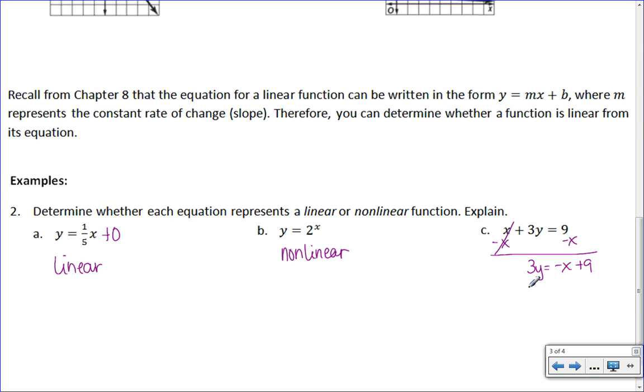Okay, and from here, you may not actually need to finish the complete next step, because you might be able to see that just by dividing everything by 3, that will put that in slope-intercept form. But if we need to, we'll go ahead and divide everything by 3, so that we can now see what that looks like. We know there's an imaginary 1 in front of this x, so this is negative 1/3 x plus 9 over 3, which is 3. And this is definitely in slope-intercept form, so this is linear.